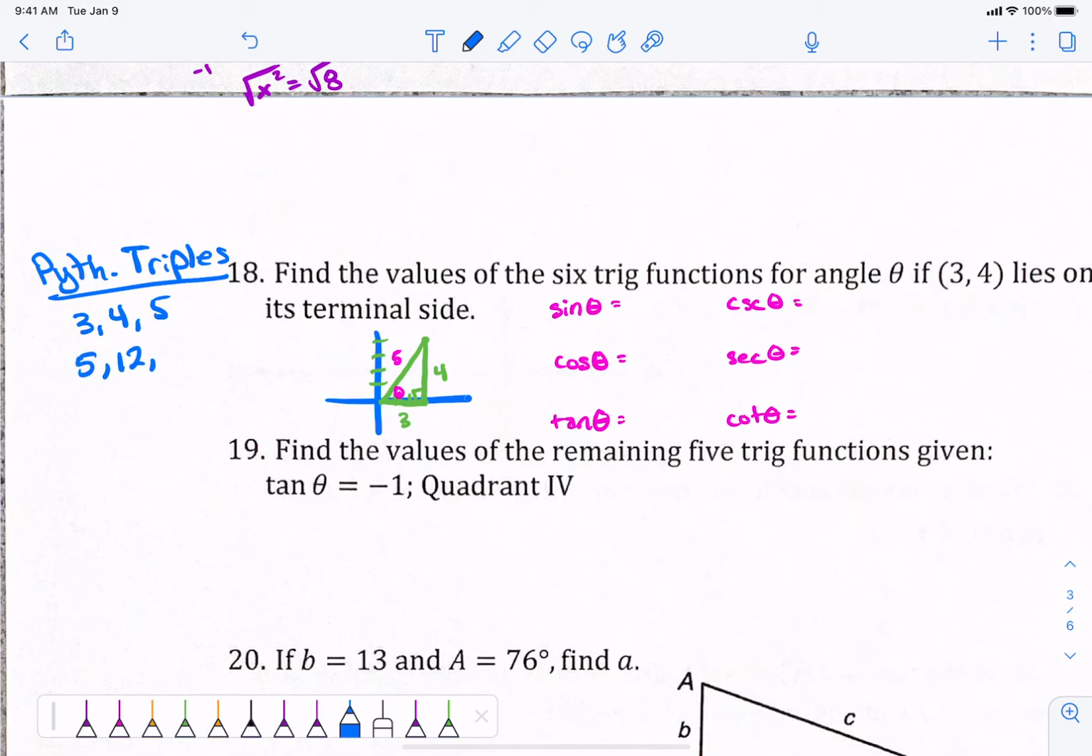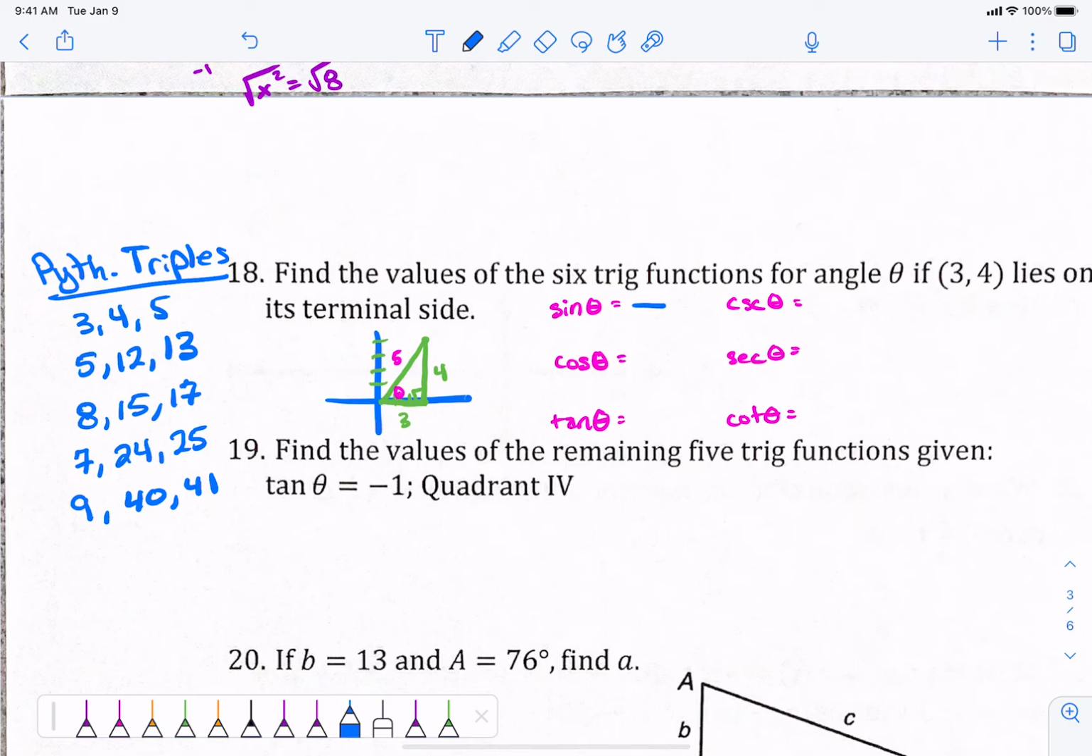5, 12, 13 is another one. Those are the two main ones. Every once in a while you might see an 8, 15, 17, a 7, 24, 25, or a 9, 40, 41. Those are the 5 main ones. There's more than that, but they get really big, so you won't ever use those, okay? Really, the top 2 are the ones you should remember: 3, 4, 5 and 5, 12, 13. Those are the ones that come out perfectly in a right triangle, all right?